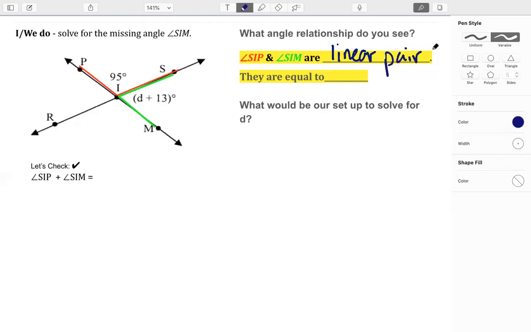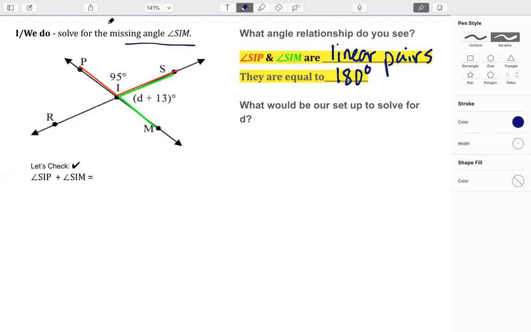Now, the relationship with linear pairs is that they are equal to 180 degrees. The sum of those two angles should be equal to 180 degrees. So let's go ahead and set up our equation to try and solve for angle SIM.